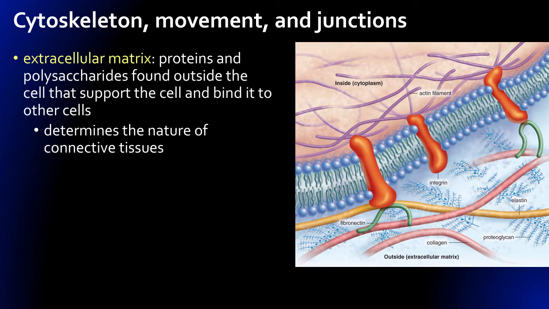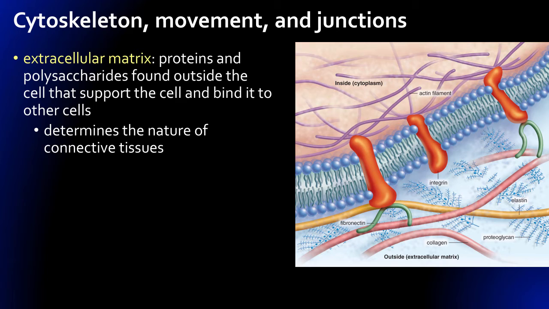Now, we can't really talk about the cytoskeleton without also addressing something called the extracellular matrix, which is kind of like an extension of that on the outside of the cell. And this is going to help to bind some cells together. So we'll talk at some point about what we call junctions, where cells will connect to each other, and they do so in different ways depending on what the needs of that tissue are.